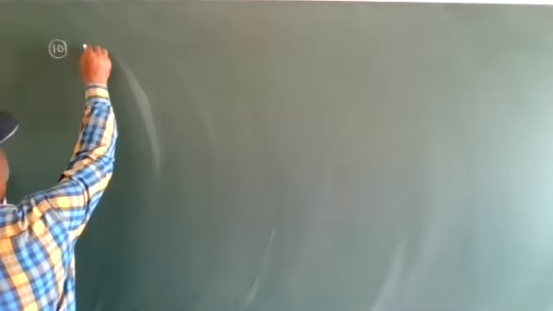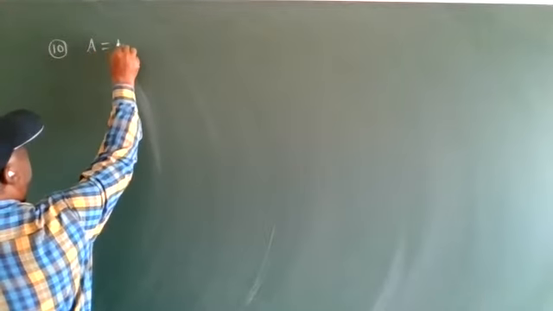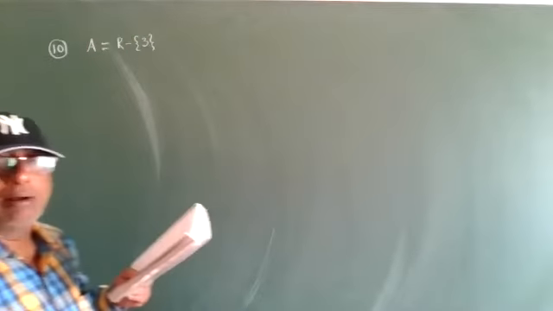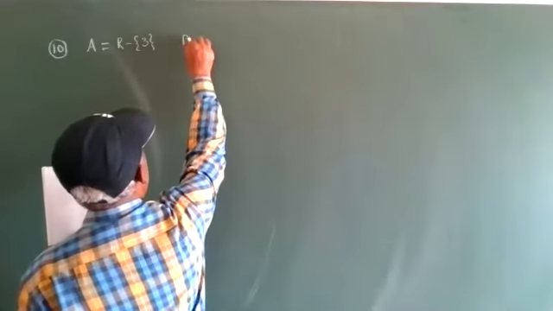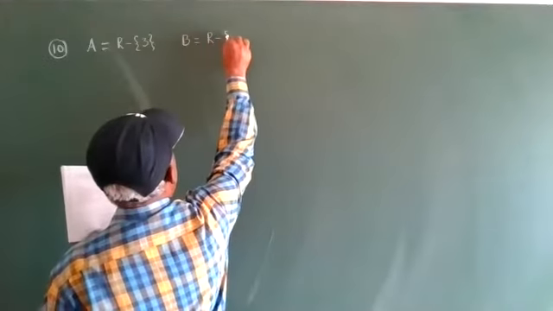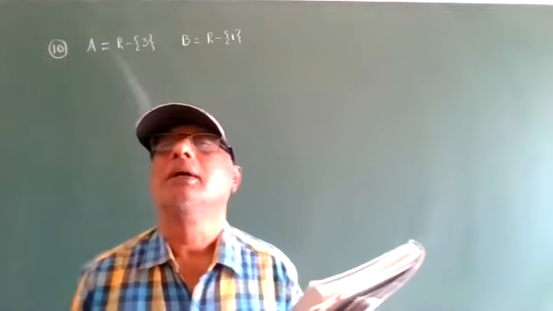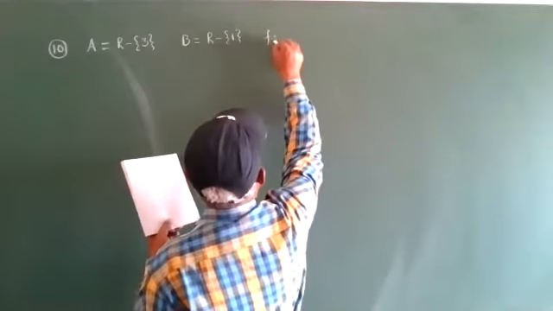Here is given the 10th problem. Everyone see, a set A is given by all the real numbers except 3. 3 is cancelled. B is the set of all the real numbers except 1. 1 is cancelled, except 1.